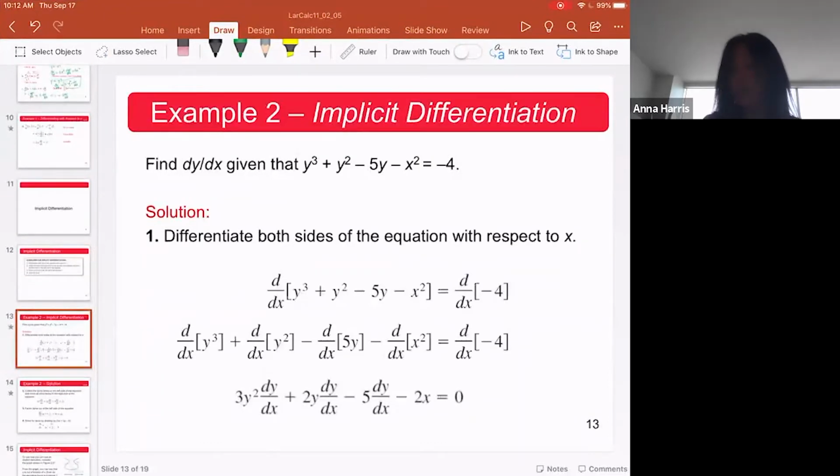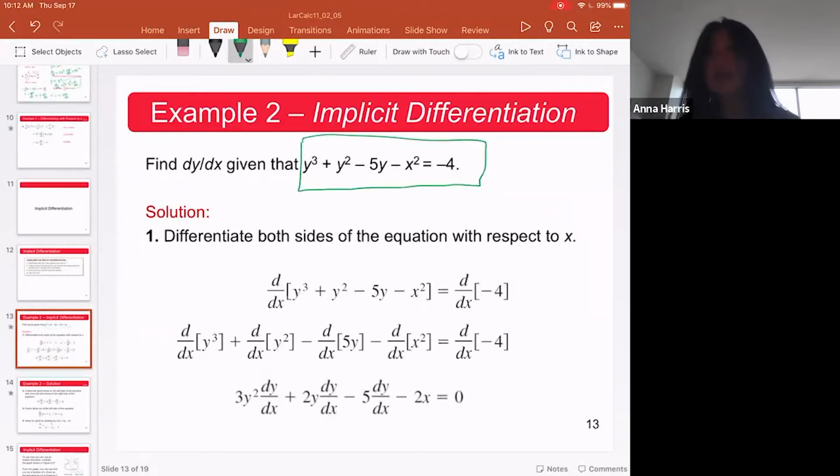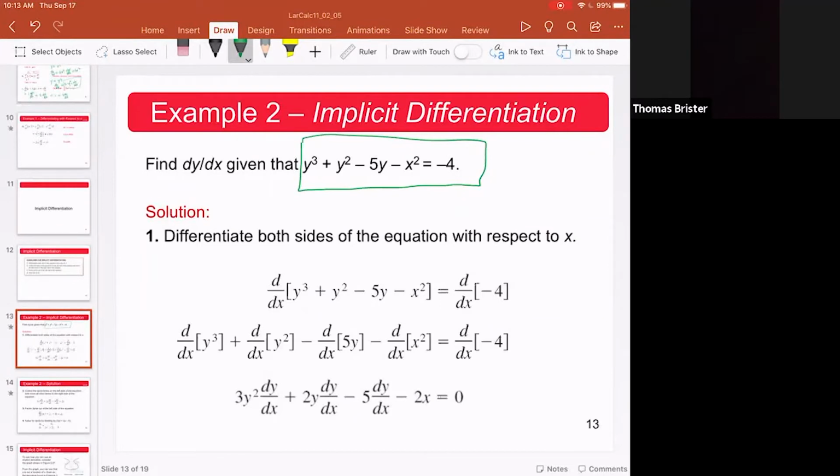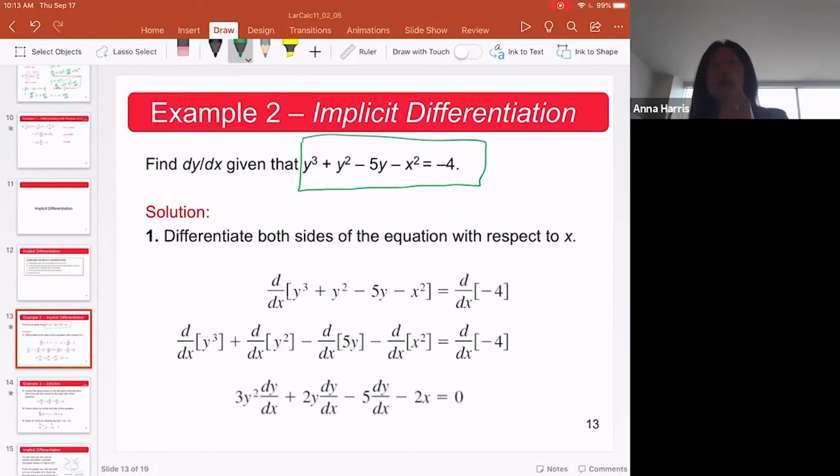Okay, let's look at problems like this. Can somebody write this down for me so we can do this problem in a notebook? It's x to the third, y squared, minus 5y, minus x squared equal to -4. That's what we're gonna do in a notebook.